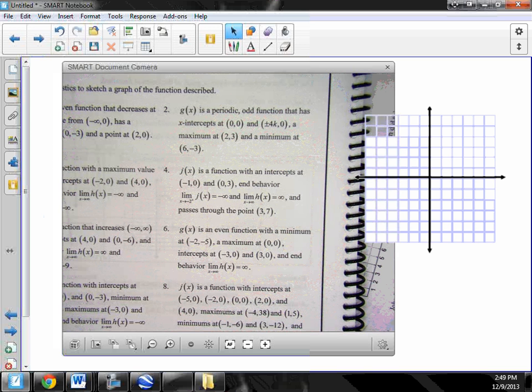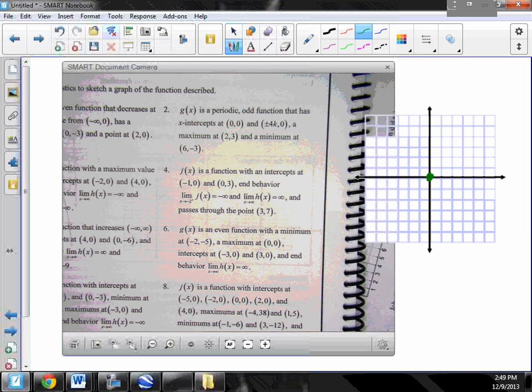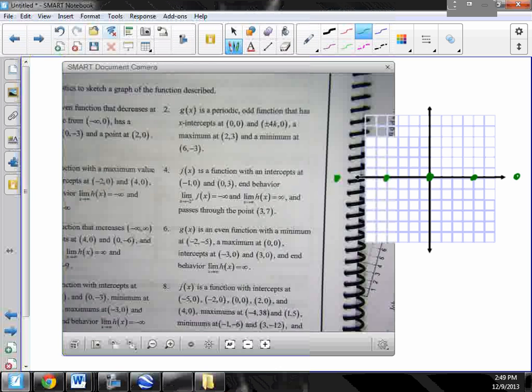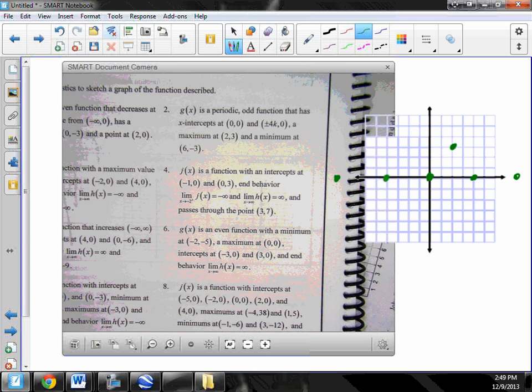That has x-intercept at 0 and f at plus. This is kind of confusing. So I'm going to touch 0, 0, and then how often am I going to touch from then on? Every 4. So I go over to 4, and there would be 1, and over to 8, there would be 1, and -4, and -8, and so on. Okay? It has a maximum at 2, 3. So 2, 3 has a maximum, and a minimum at 6, -3. So 6, -3.